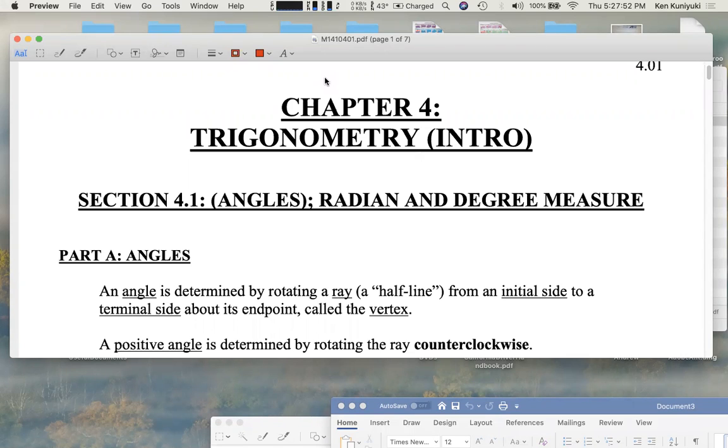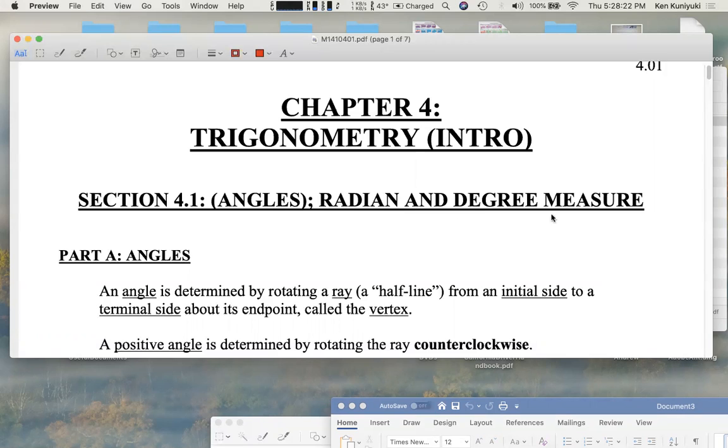Chapter 4 on trigonometry. We're going to be working with trigonometric and inverse trigonometric functions later on. By the way, the functions of this chapter and the functions of chapter 3, the exponential and log functions, are all non-algebraic functions. They're called transcendental functions. They're out there. Okay, but today we'll start very humbly. Section 4.1 on angles. And in particular, we're going to look at radian and degree measure.